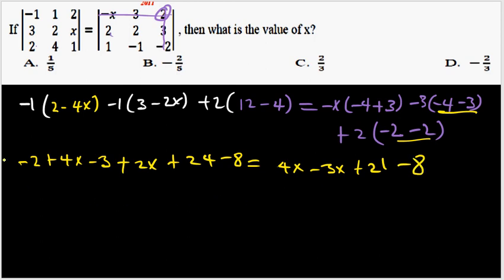Okay, then let us collect and add the like terms to the right side. What are they? 4x, 2x, which is 6x, and the constant negative 2, negative 3, negative 5, and negative 5 and negative 8 is negative 13, minus 24 is 11. Negative 13 plus 24 is 11. And the other side, 4x minus 3x is x, and 21 minus 8 will be 13.